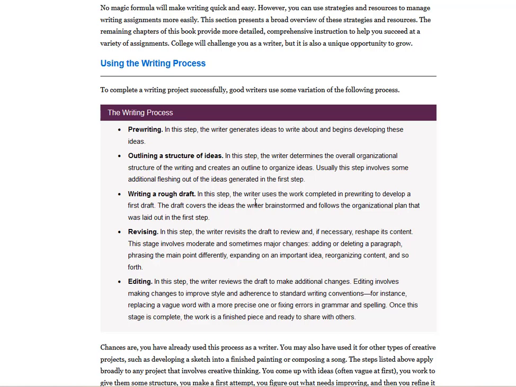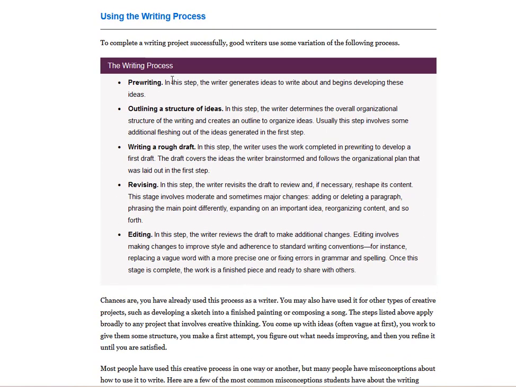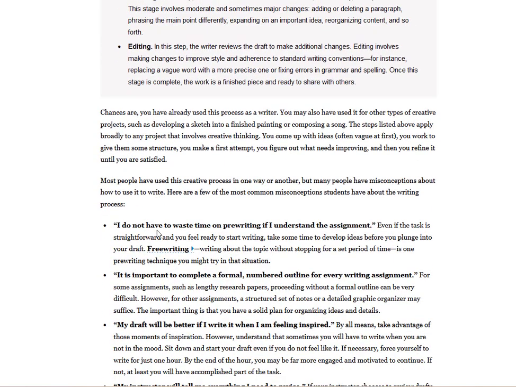After you write your rough draft, you revise for essay structure, and then after you know that your essay structure is good, you edit for grammar or APA errors. So always follow the writing process of pre-writing, writing, and rewriting. Rewriting encompasses revising and editing. Chances are you have already used this process as a writer. You may have used it for other types of creative projects. Most people use the writing process without realizing it.